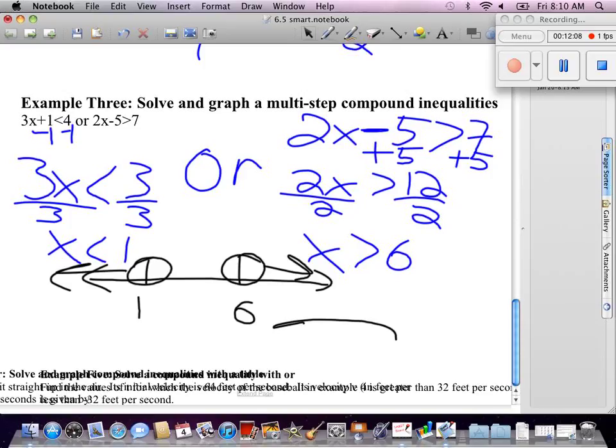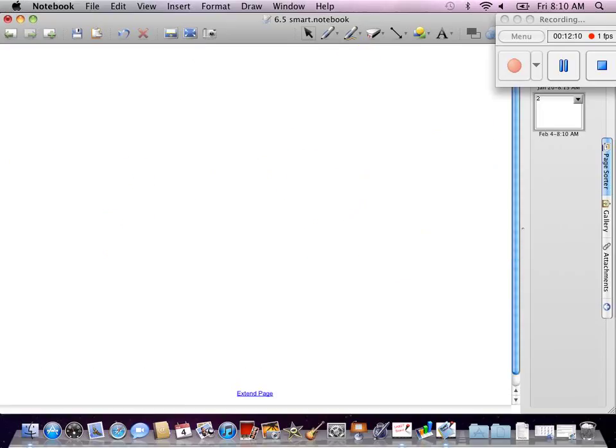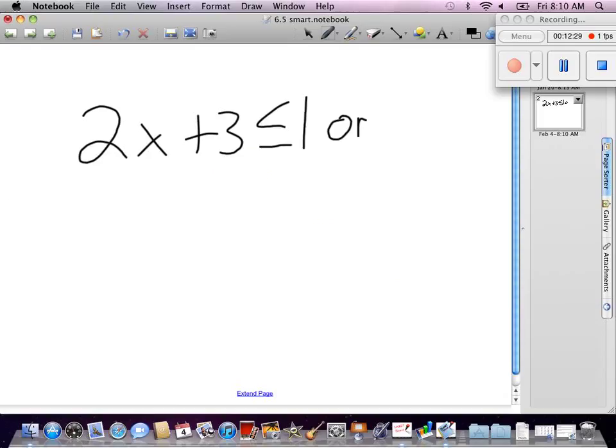All right. So, yes. Oh, go ahead. Okay, so we've got 2x plus 3 is less than or equal to 1, or 3x minus 5 is greater than 1. So you should be trying part B right now by yourself.